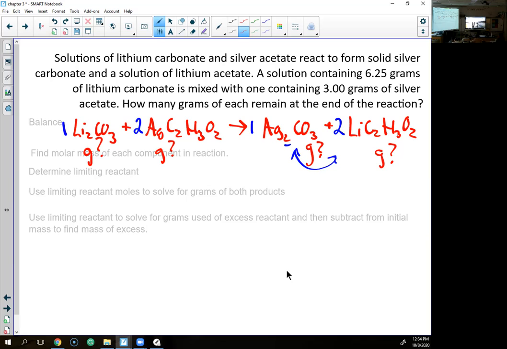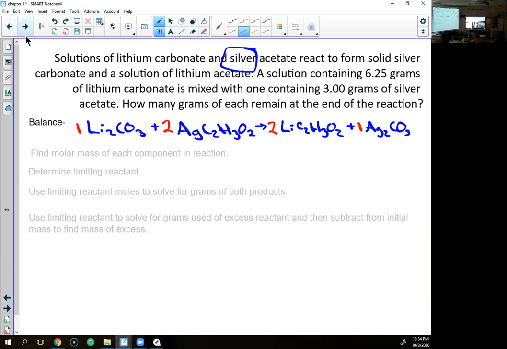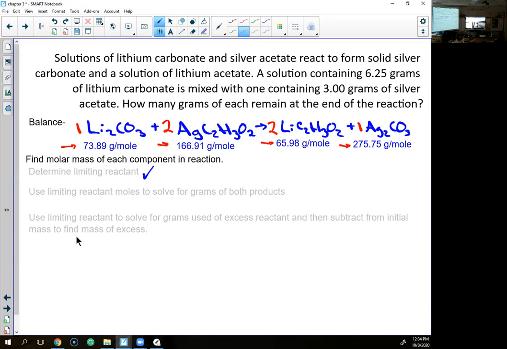Okay, so let's follow this logic. First, balance. 1, 2, 1, 2. That was already done. Second, find the molar mass of each component in the reaction. So that's all of them now. Okay, we already balanced. I did it to save time.